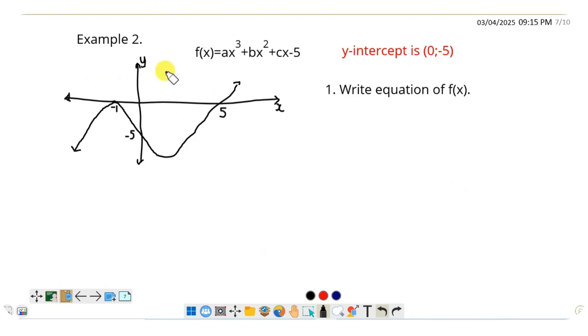Example 2: ax cubed plus bx squared plus cx minus 5. From the equation, we can already see that if x is 0, the y value is negative 5. It means the coordinate of the y-intercept is what? 0 and negative 5.